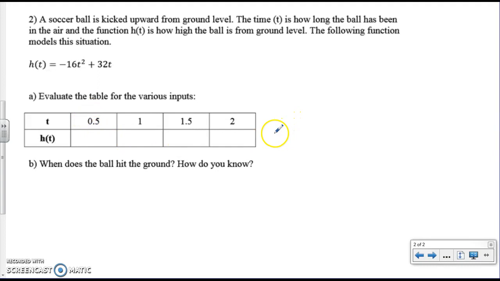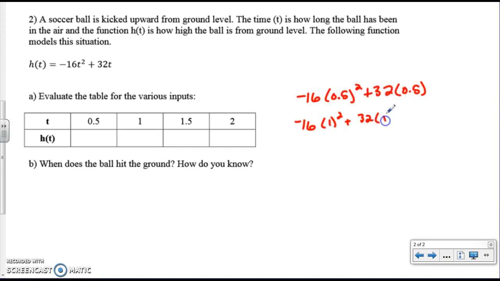So we're going to go ahead and plug in 0.5, 1, 1.5, and 2. So when I do this, I'm going to make sure I plug it into each number. So I'm going to do each of these separately. Okay, so I'm going to plug each of those in. Negative 16 times 2 squared plus 32 times 2. Okay, and we're going to kind of do some calculations here. So you can type those right in your calculator and see what you get there.